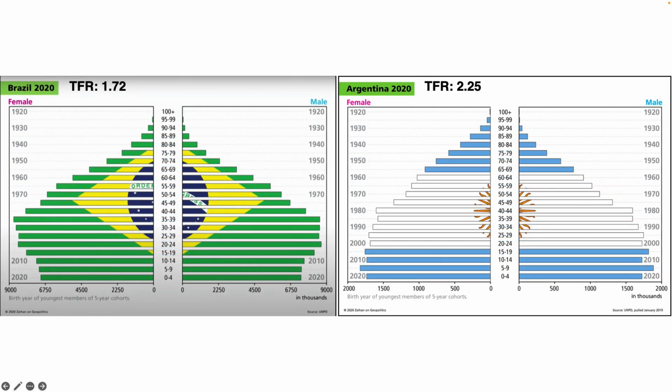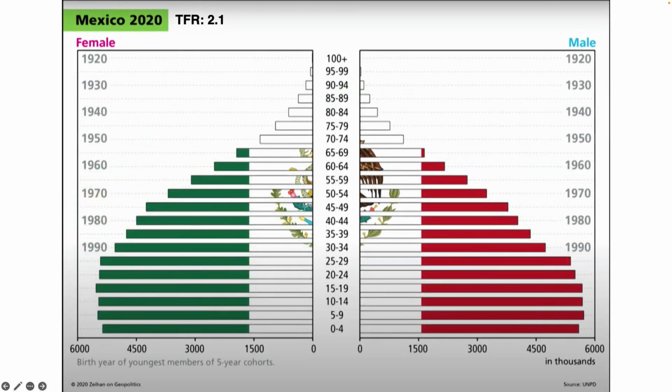Brazil, like the Aussies, is having a bit of a heyday and having a bulge in their consumption class. And Argentina, with their TFR of 2.25 and having a more traditional looking demographic pyramid, is doing well, demographically speaking. So knowing what we know, who might be good partners for these two countries?